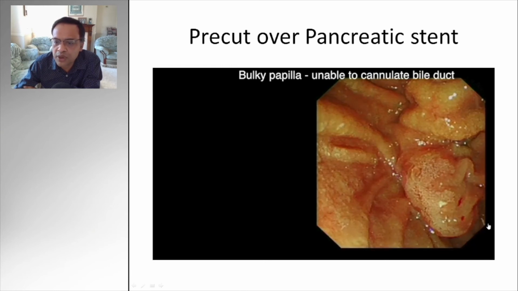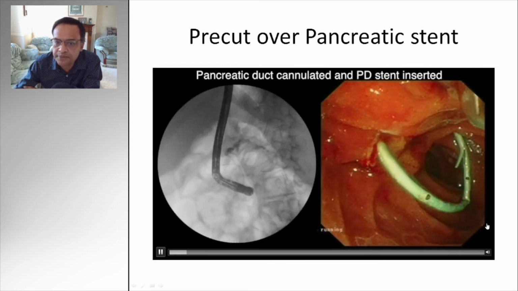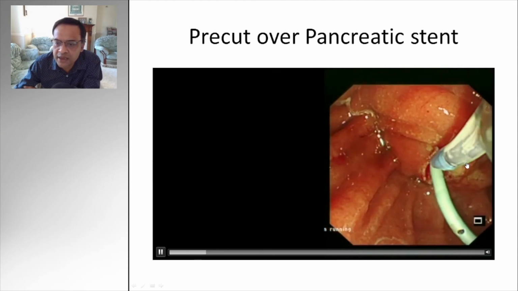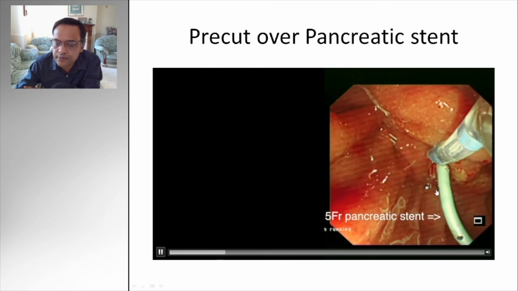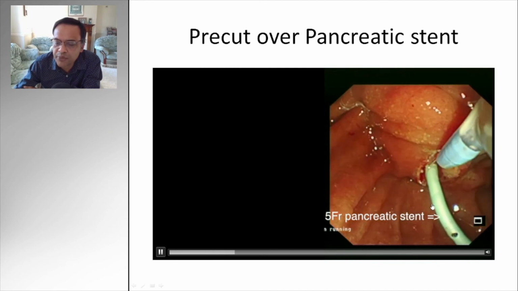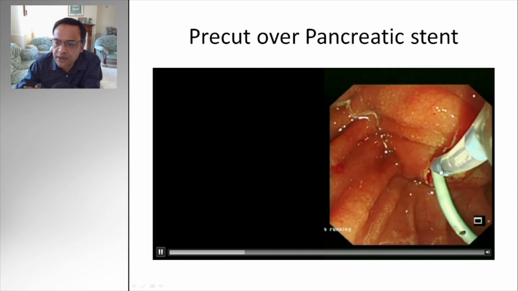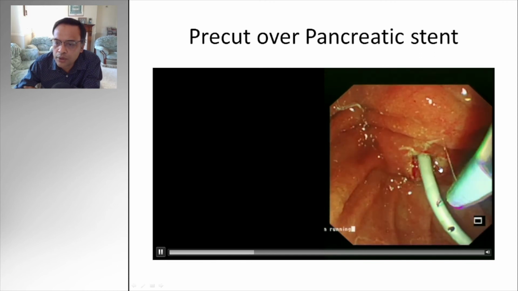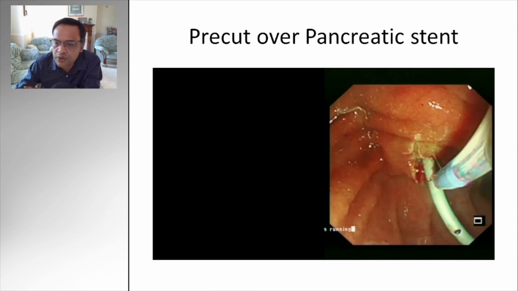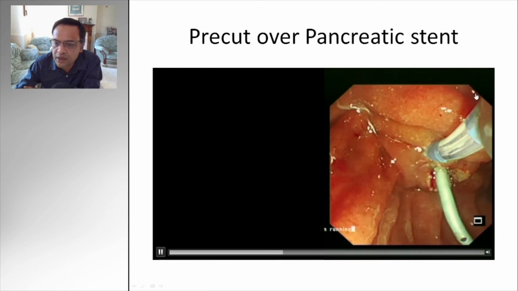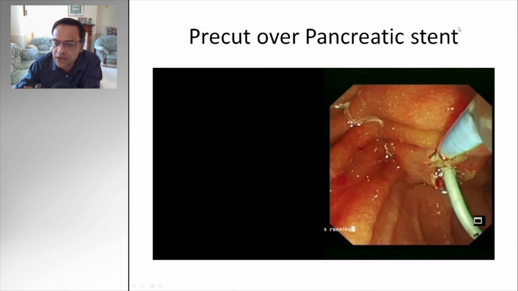In this example, the papilla is bulky. We managed to get into the pancreatic duct and we placed a pancreatic stent. A precut is then attempted with the stent in place. So we cut from just above the stent onto the stent.